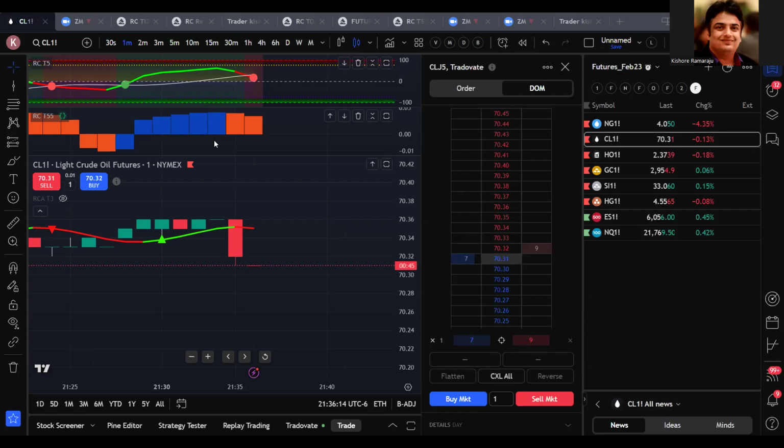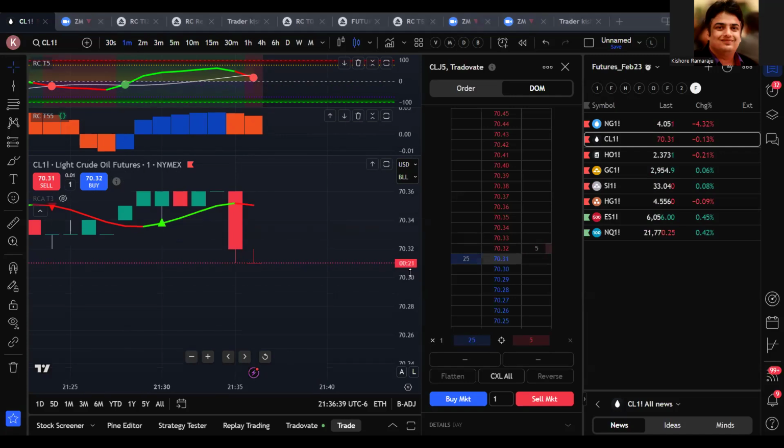So again, it's all about waiting for the confluence. Whenever you get a PP sell or PP buy, if you get a PP sell, this should be red, this should be red, this should be red. When you get a PP buy, this should be blue, this should be green. If it is US hours, then we use 5 minutes. If it is non-US hours, you look at 1 minute and then just take the trades.